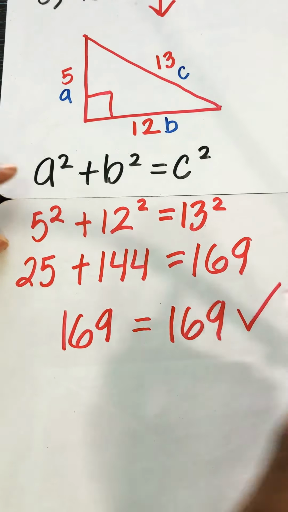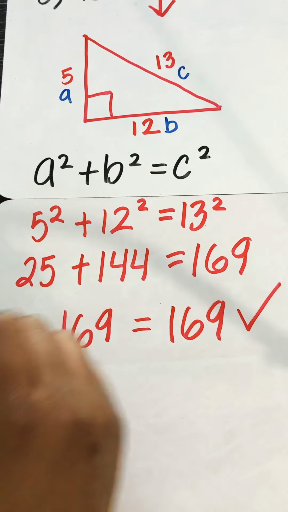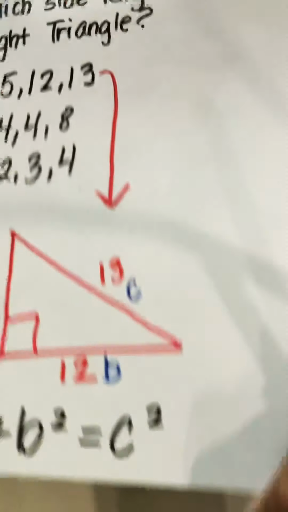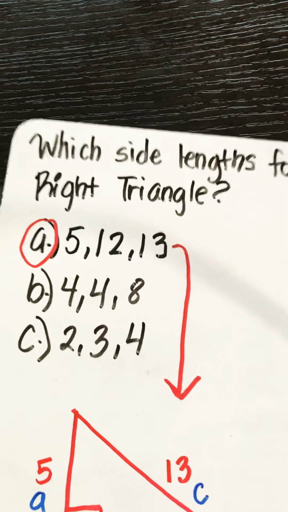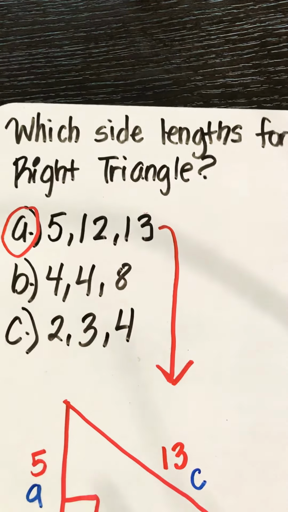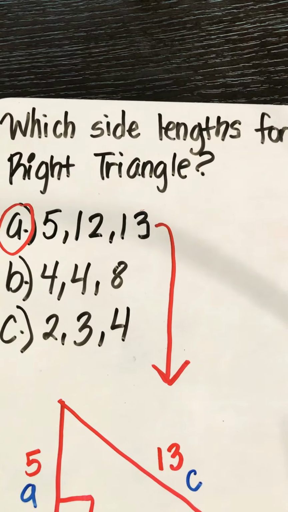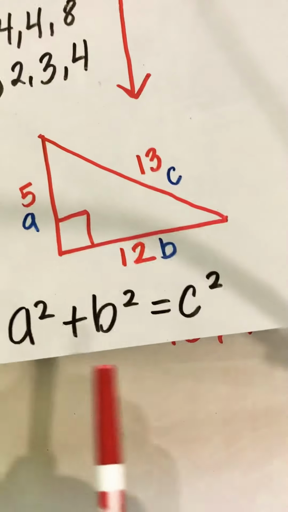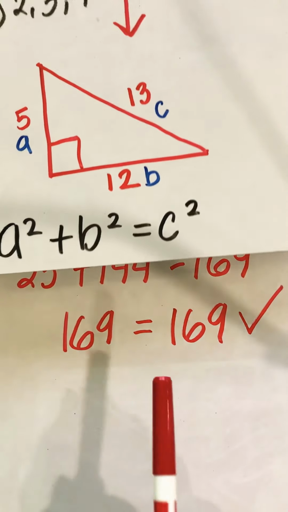And because we created a true statement, we can go back to our original set of side lengths and say that A is a right triangle. How do we know? Because we tested it out with the Pythagorean theorem and we got a true statement.